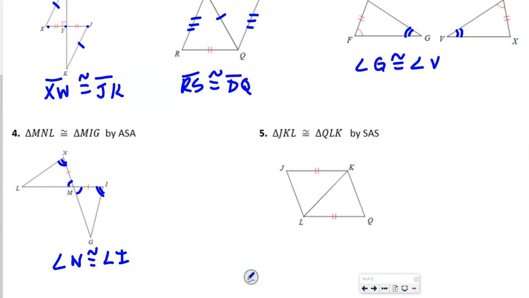All right, the last one, we're looking for a side and then an angle, then a side. We have the shared side again. So we need to be careful with this one because this angle up here is going to be congruent with this angle down here, the angle between the two sides, okay? So this time we can't name it with one letter because we have more than one angle there. So we're going to name it exactly the way it's written up there. Angle JKL is congruent with angle QLK.